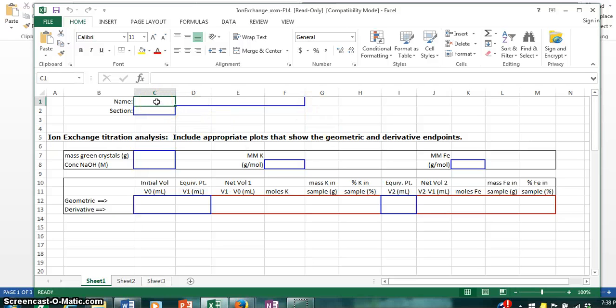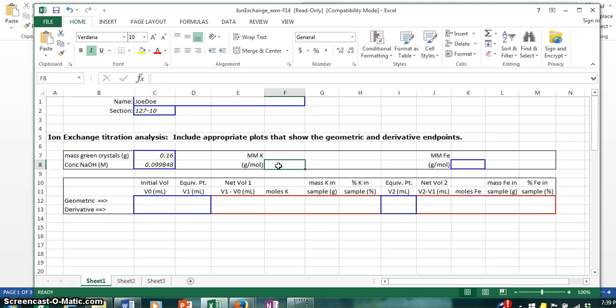So put your name. We'll just say Dodo. We are section 12710. And massive green crystals. So you wrote this down in your notebooks. I know you did. It was somewhere between 0.155 and 0.165. So I'm just going to pick a number in between there, say 0.160. The concentration of NaOH, you should have that written down in your notebook as well. I'm just going to make one up here. It's something close to 0.1.